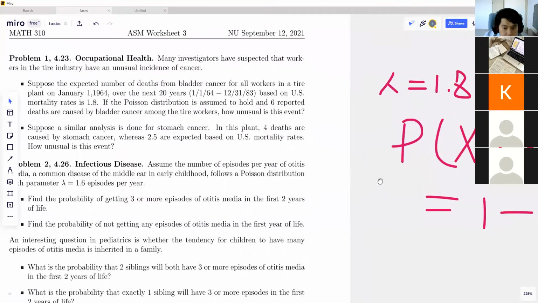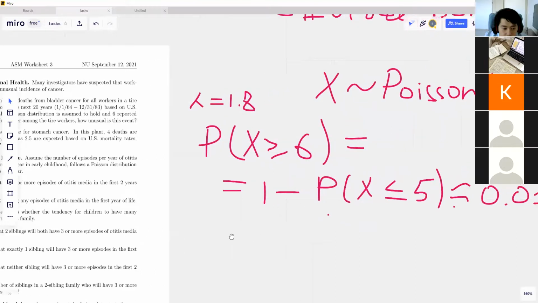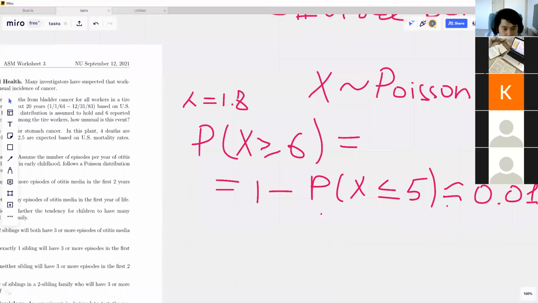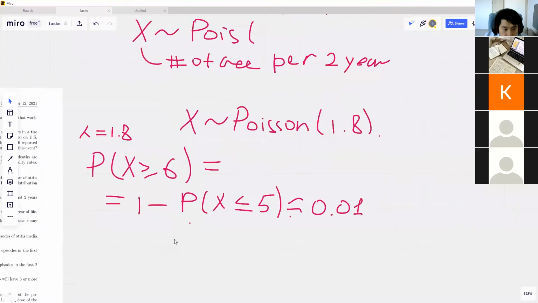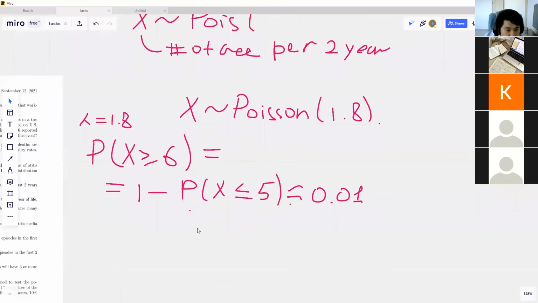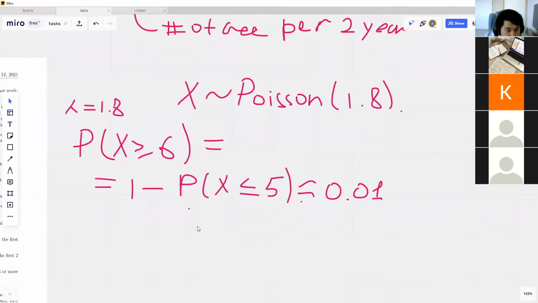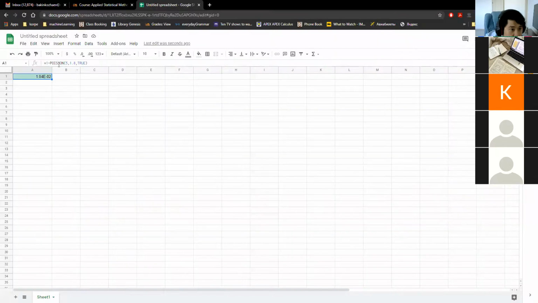The probability that x is less or equal than 5, but not 1 minus this one. Could you repeat that? I mean, don't we need to subtract 0.01 from 1? We are not subtracting 0.01 from 1. Oh, it was in the equation of the Google spreadsheet. Yeah, so 1 minus. Sorry. Yeah, okay.